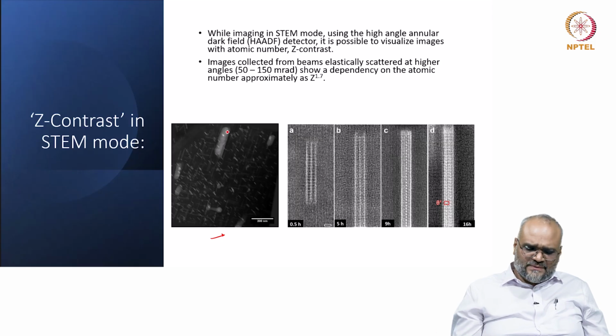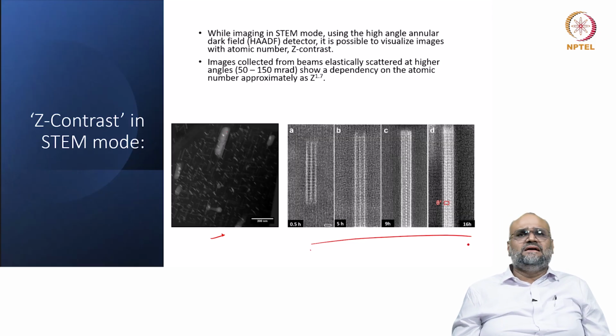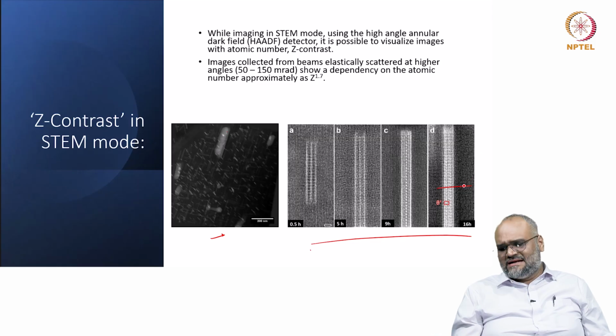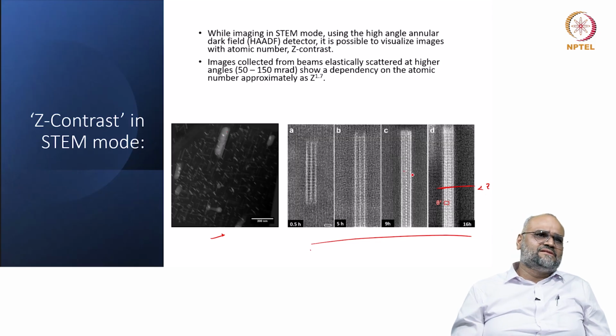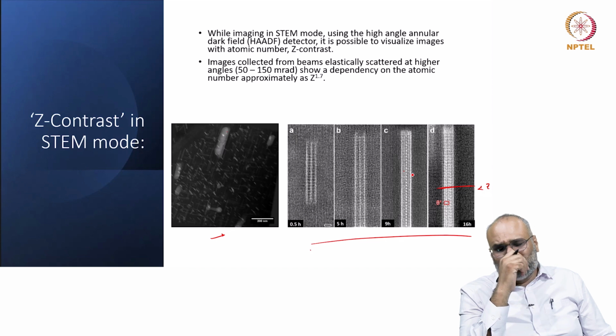whereas here is an HAADF high resolution STEM image that is recorded, and you can see that when I take the intensities across these planes, the intensity of the image is proportional to the atomic number of the atoms that are positioned here. So, this is what you get in a STEM imaging mode.